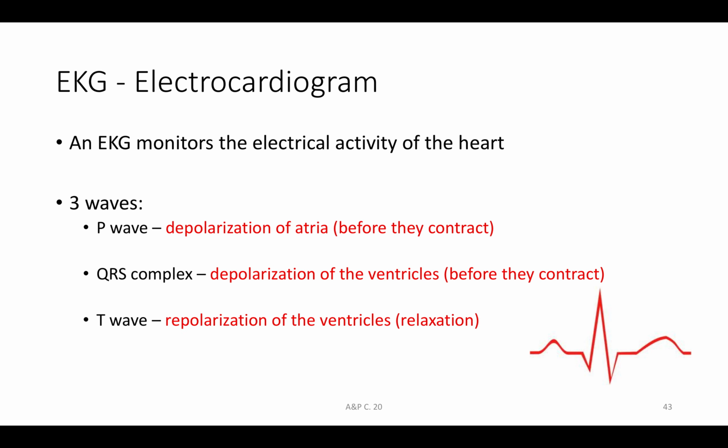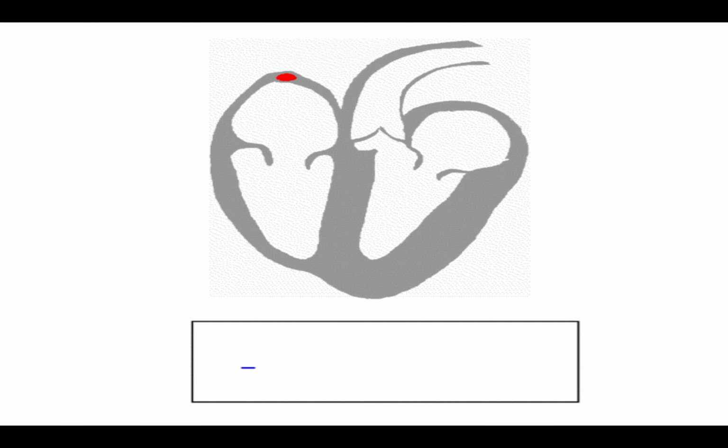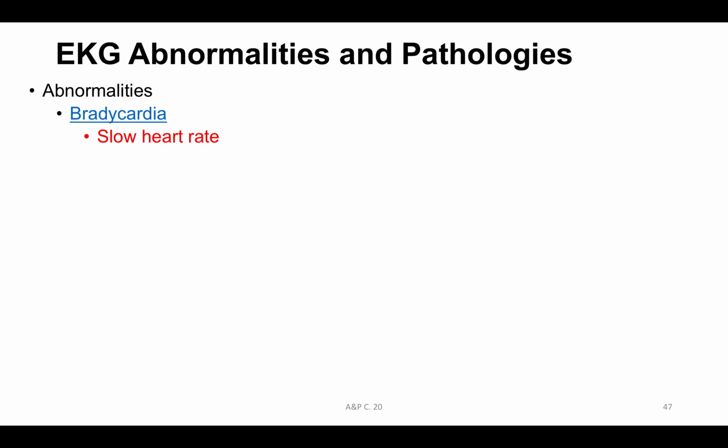And your EKG is broken up into 3 waves. Your P waves, which are the depolarization of your atria before they're contracting. Your QRS complex, which is your spike, which is a depolarization of the ventricles before they contract. And then the T wave, which is your ventricles repolarizing or relaxing. So this diagram is showing you your P, QRS, and T waves and what's happening in each. You have several of those diagrams to look at.